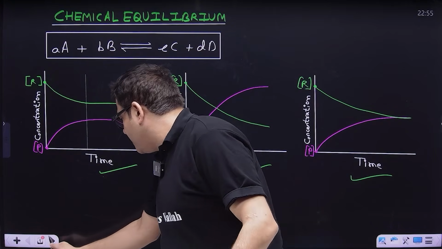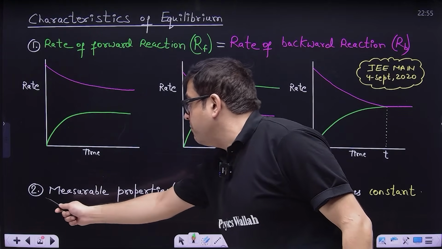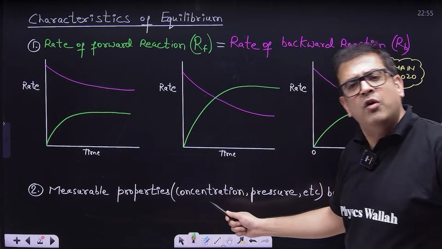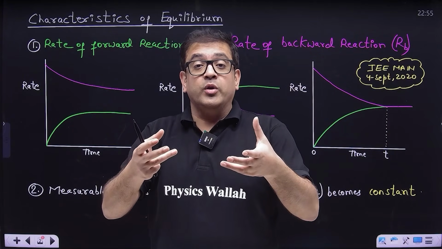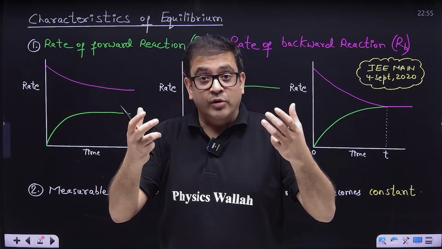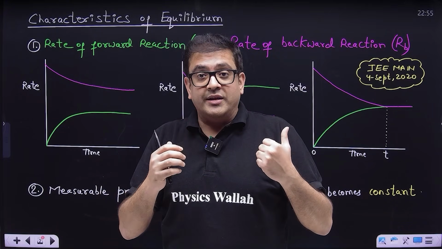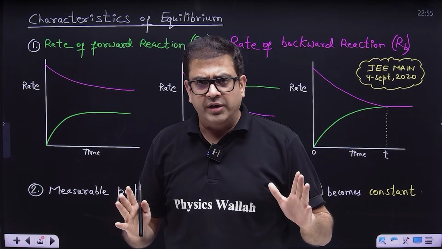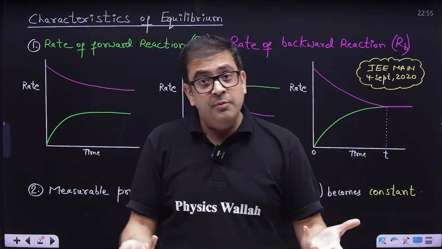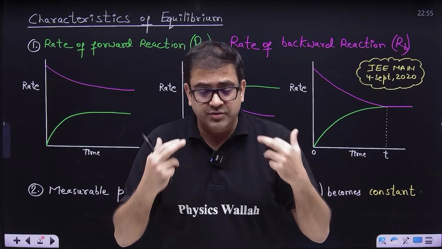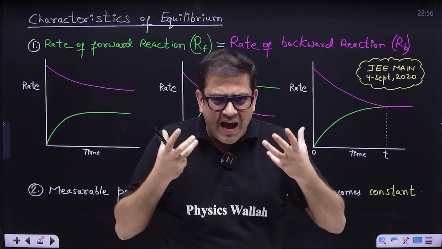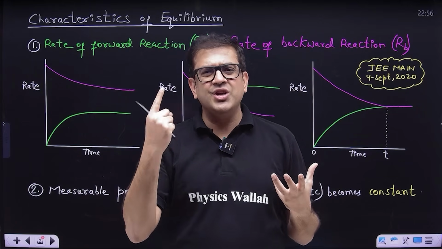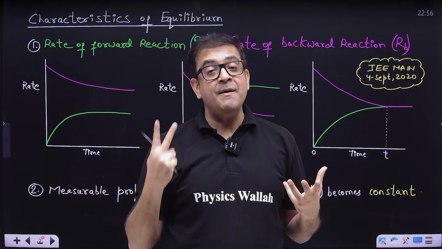I'm summing it up. So what is equilibrium for you? Measurable properties, whatever is measurable. If it is a physical equilibrium, you can calculate the pressure. You can calculate whatever measurable quantities. If it is an ionic equilibrium, you can again calculate concentration. So generally the measurable properties supplied to us in the paper are concentration and pressure.